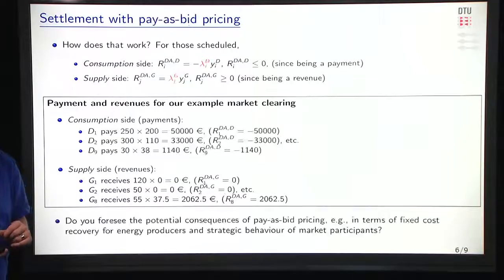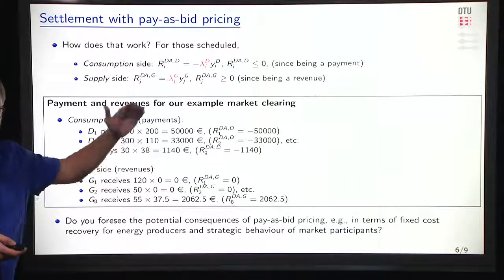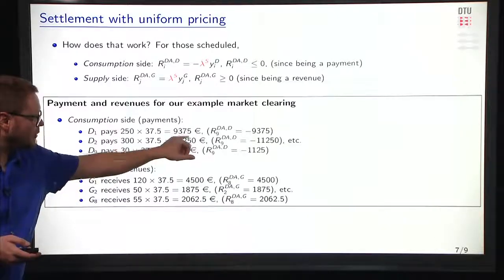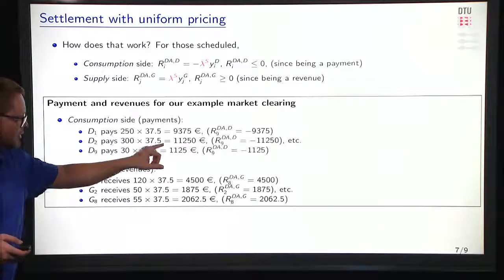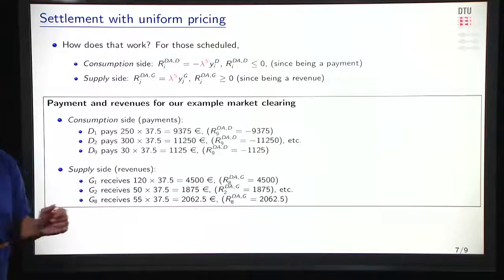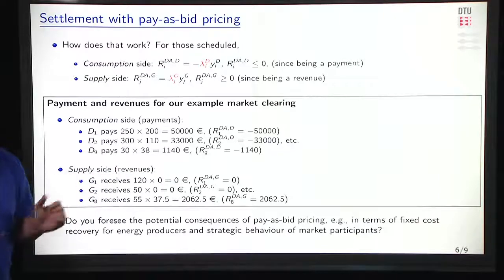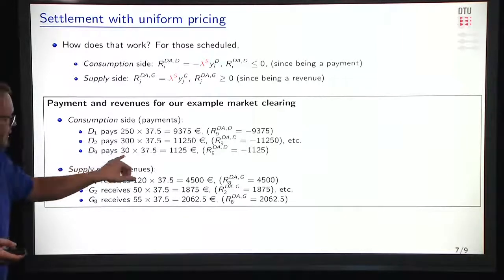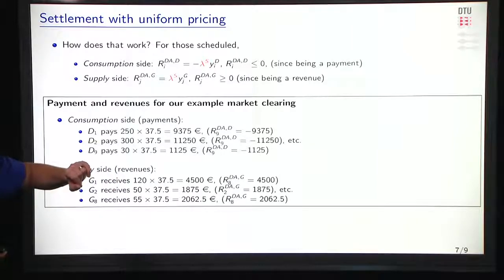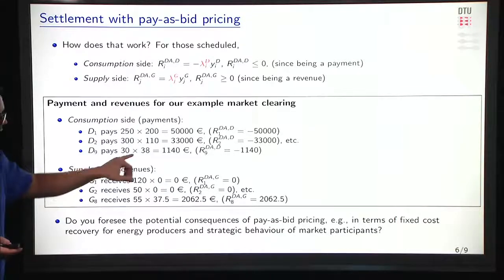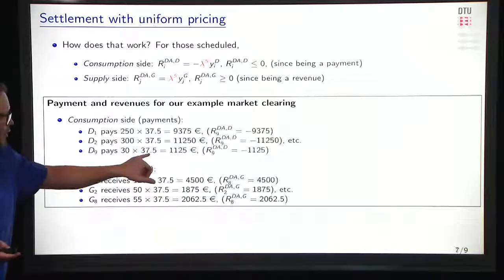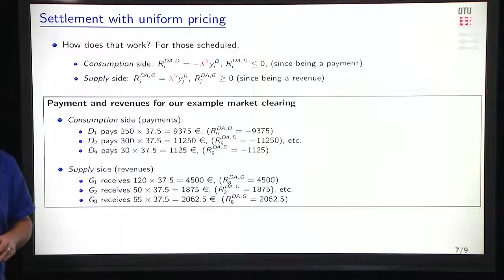Already, if you compare with the previous situation, there it was 50,000 euros because the price offer was very high. Here, the payment is only going to be 9,375 euros since the price to pay per unit of energy is much lower. D2 will have to pay 300 times 37.5, which is 11,250. Again, it's quite lower than the 33,000 that D2 would have to pay in a pay-as-bid pricing system. Eventually, as we go to D9, the total payment is 1,125, and here it's quite close to the payment in the pay-as-bid system, since the actual price offer for D9 is very close to the market clearing price that we got out of our market clearing.